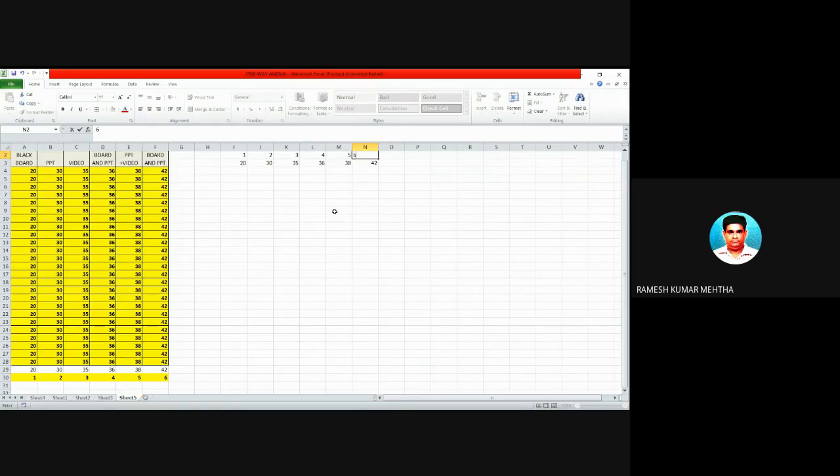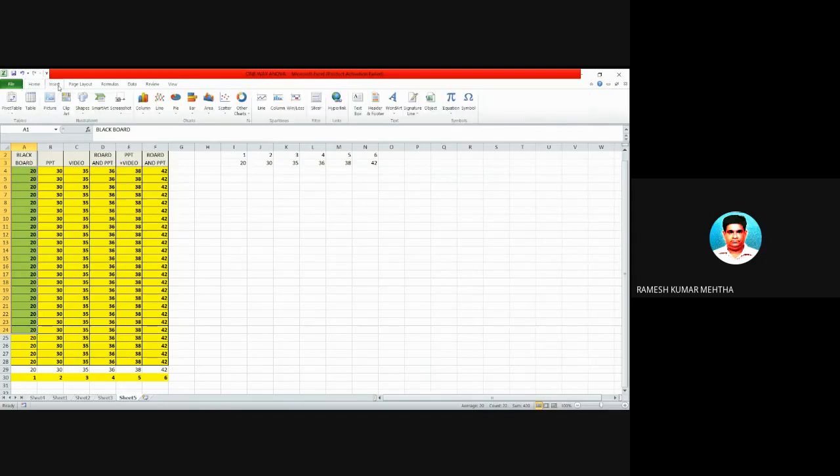Now, what I have to do? Now, this is the 20. First student has got 20 marks when the blackboard method of teaching was used, and the average of that group was 20. Now, how much is this 20 marks deviating?